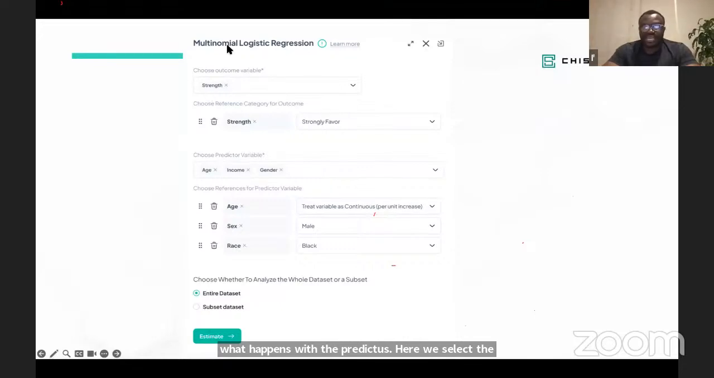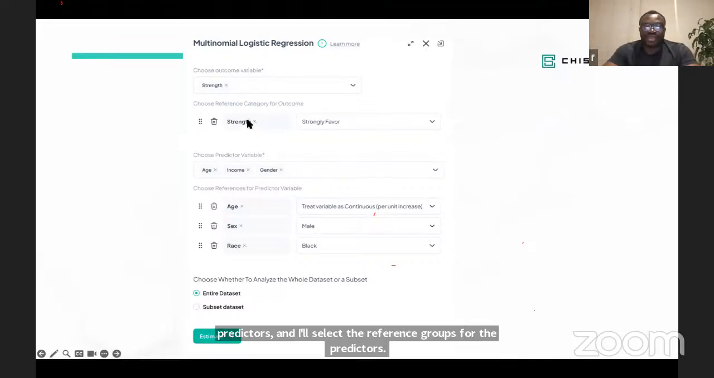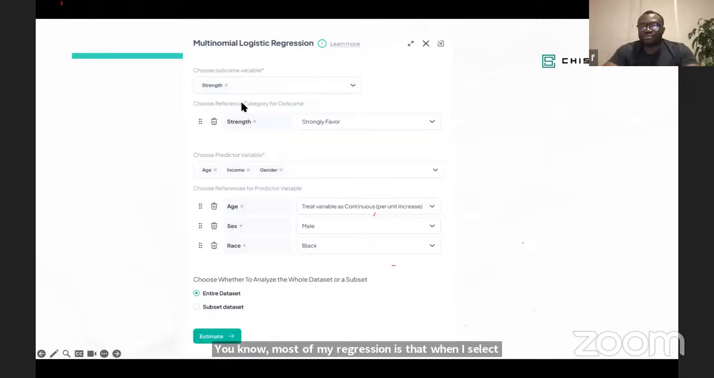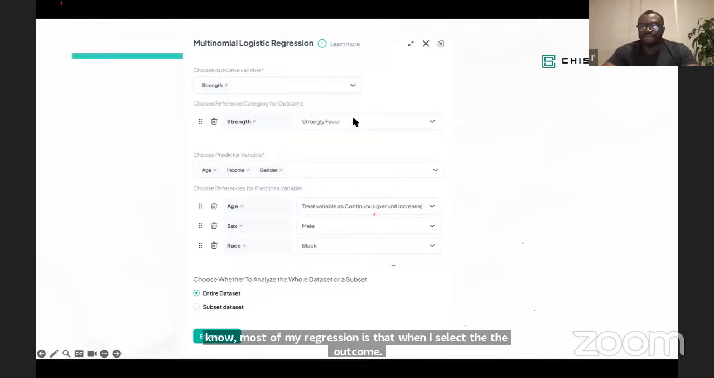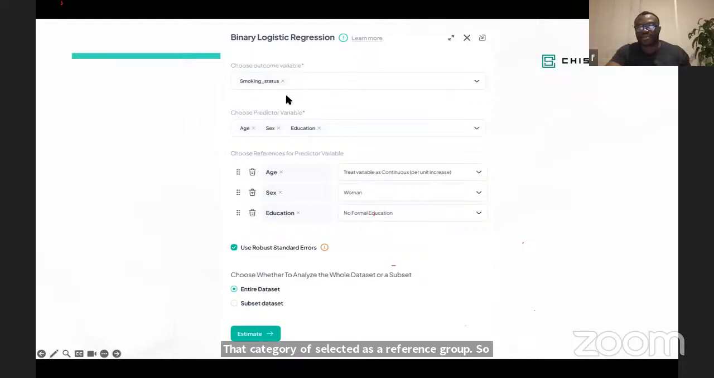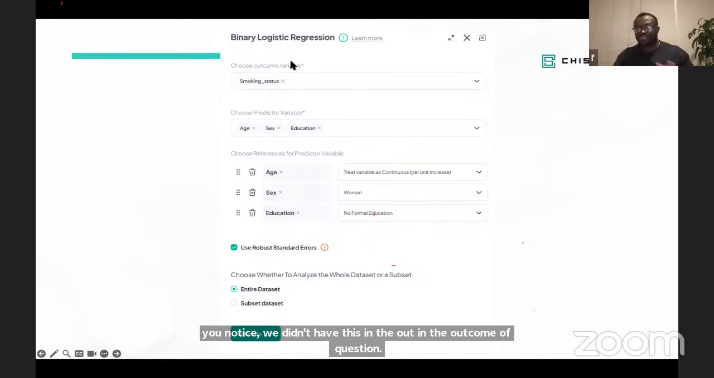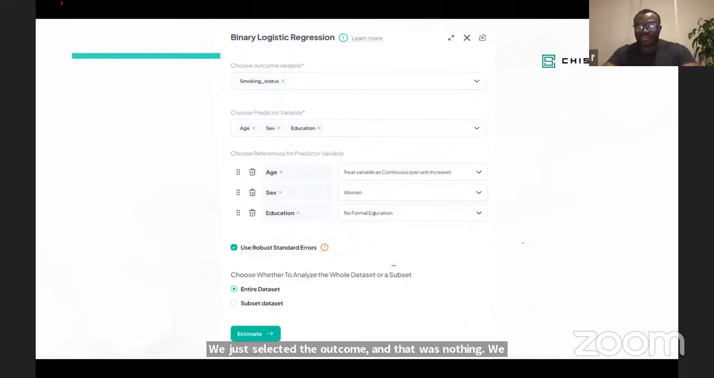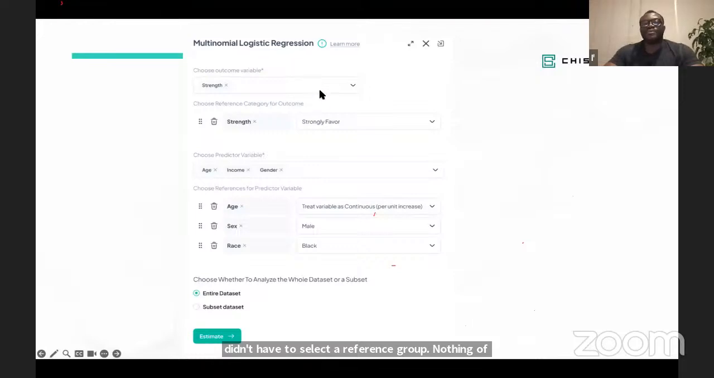The difference in a multinomial regression is that when we select the outcome, we now have to choose one reference category for that outcome. And the results are framed in relation to that category we have selected as a reference group. So if you notice, we didn't have this in the outcome for binary logistic regression. We just selected the outcome, and that was nothing. We didn't have to select a reference group, nothing of that nature. We just selected the outcome. Here with multinomial, we select the outcome, and then we have to select one reference group for that outcome.